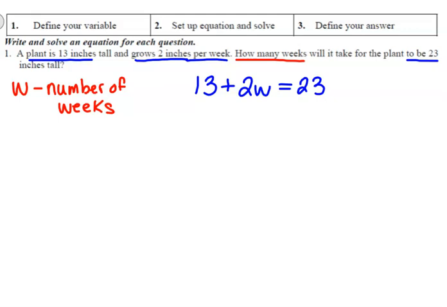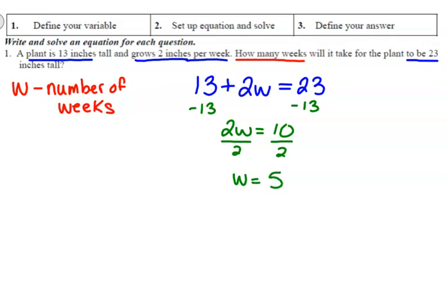or whatever letter you choose. So opposite operation still. If it's a positive 13, I'm going to minus 13. So 2W equals 10. Divide by 2. And so W equals 5.